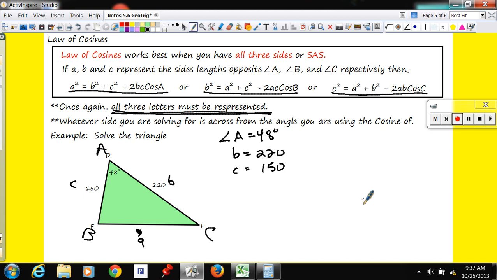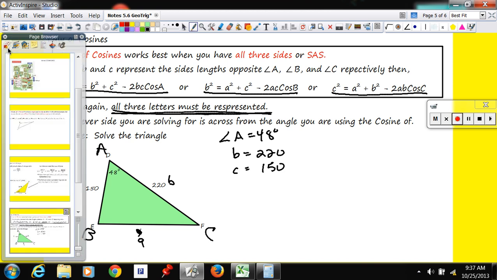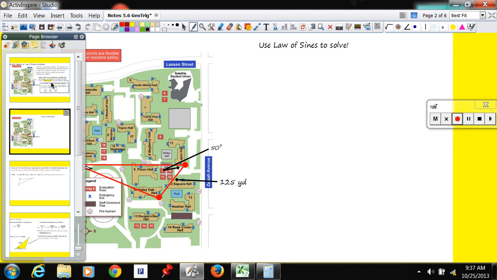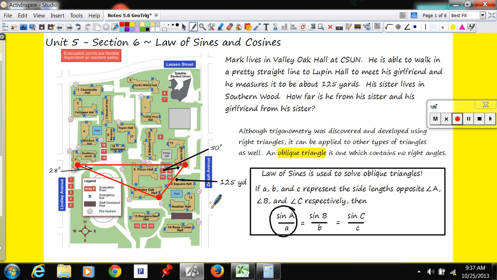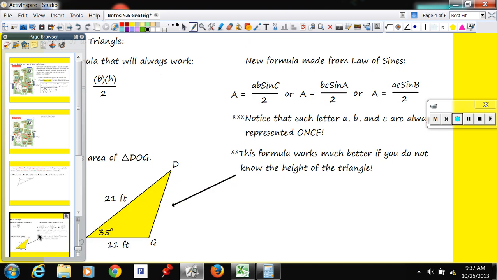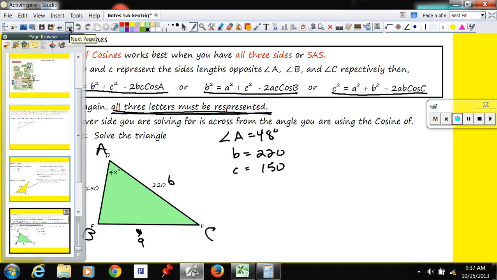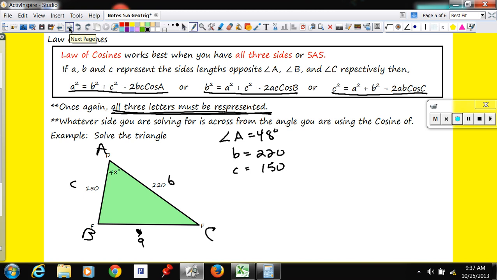If you remember, way back to the very first slide, sine of A over little a means you'd have to have two of the same letters to use that fraction. But in this case, I don't have two of the same letters. I just have an A, a b, and a c. Because that's the case, I need to use what we call the law of cosines. That will get us one of the other sides. The little letter that I'm missing is little a, so that's what I'm going to solve for.